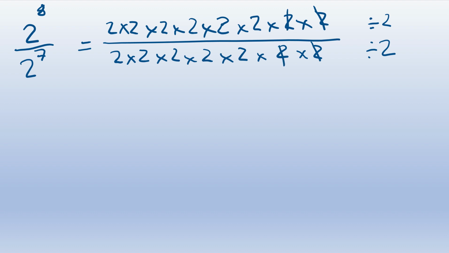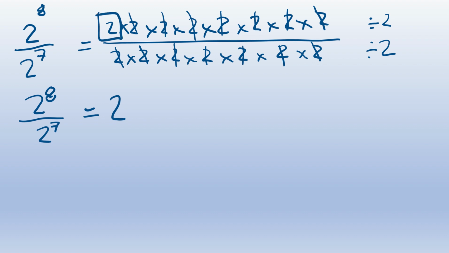This 2 and this 2 will work against each other. This 2 and this 2. This 2 and this 2. This 2 and this 2. This one and this one, and finally this one and this one, and we ran out of 2's that can work against each other. So what we're left with is 2. So 2 to the power of 8 all over 2 to the power 7 is going to give you just this 2 here on its own, because everything else has worked against each other, and your 2 here is your most simple answer.